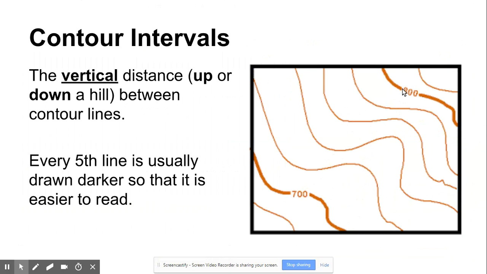Contour topographic maps can have many different intervals. They can count by hundreds, they could count by tens. It's up to you to figure that out.